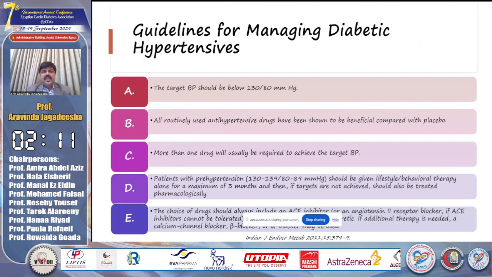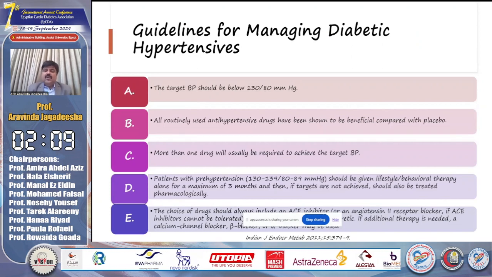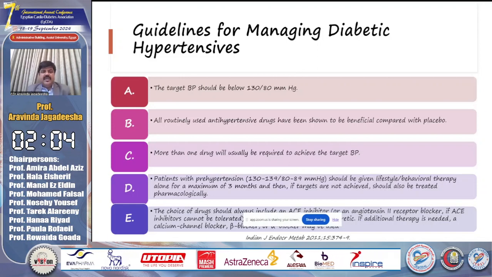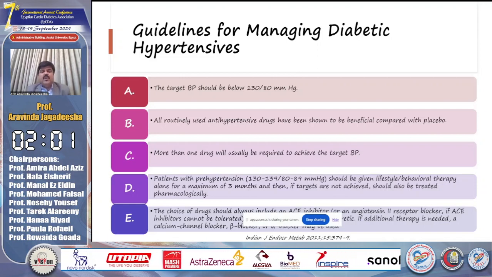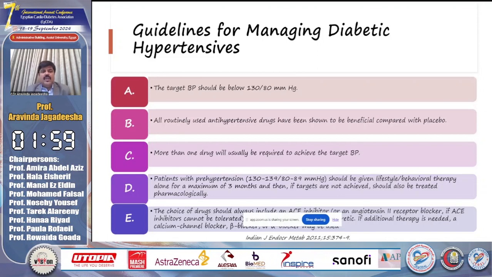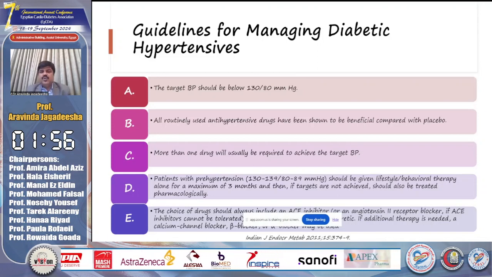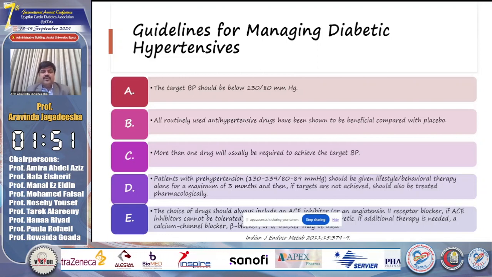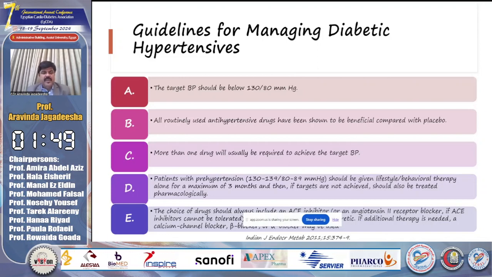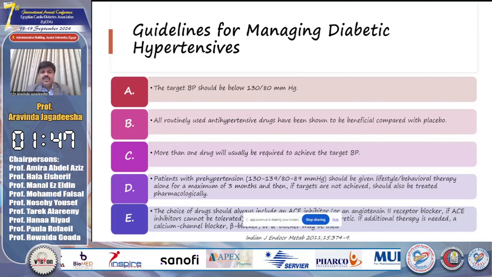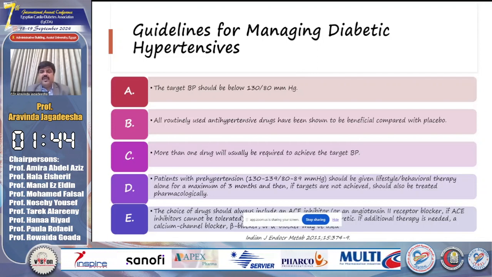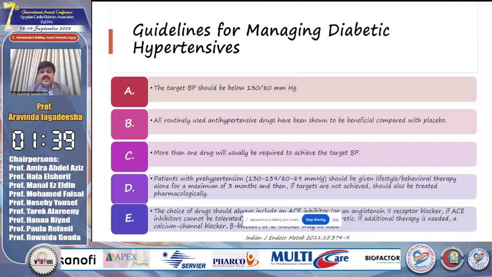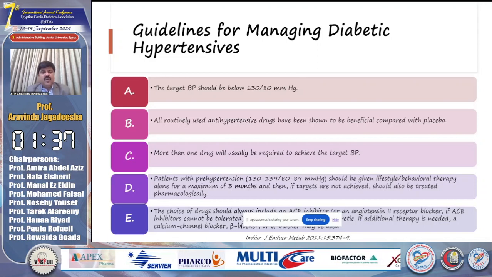So the guidelines for managing diabetic hypertensives, the main thing, ladies and gentlemen, the first thing is the target blood pressure should be below 130/80. All routinely used antihypertensive drugs have been shown to be beneficial compared with placebo. More than one drug will usually be required to achieve the target BP. Patients with pre-hypertension should be given lifestyle behavioral therapy alone for a maximum of 3 months, and then, if targets are not achieved, should also be treated pharmacologically.